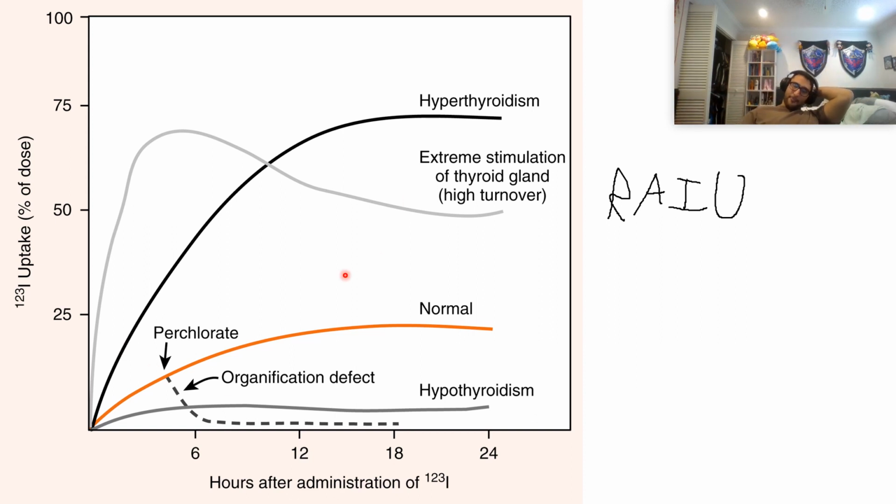So I don't want you to memorize this. I just want you to be able to reason. Well, you definitely need to know normal versus hyper versus hypo just by looking at it. But I want you to understand why the radioactive iodine uptake is such a useful parameter.